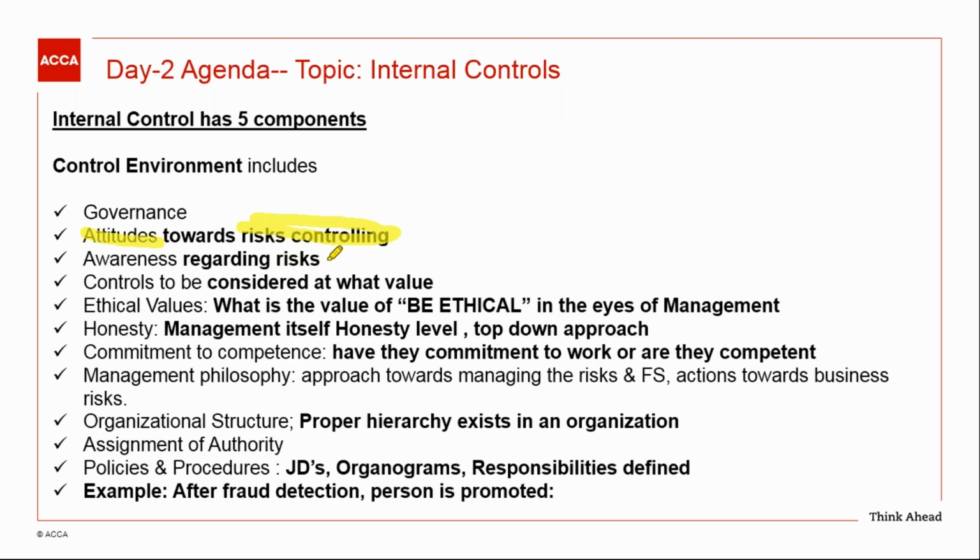So, if the management has the awareness, if management knows the pros and cons of risk assessment, then the organization has a strong internal control. If management does not know anything about the risk, then what will they do because they don't know anything about the risk? If anyone doesn't know anything, then how can he or she do something about the benefits of the organization?